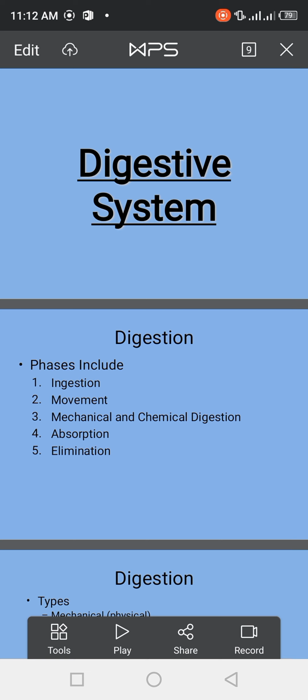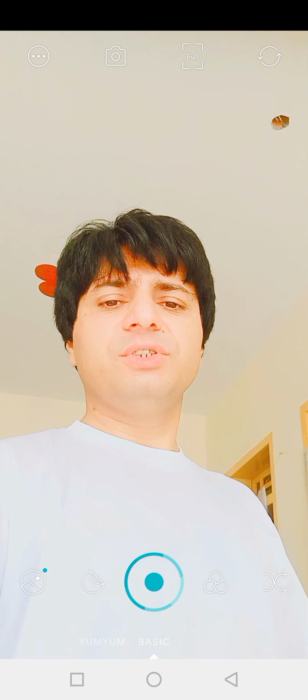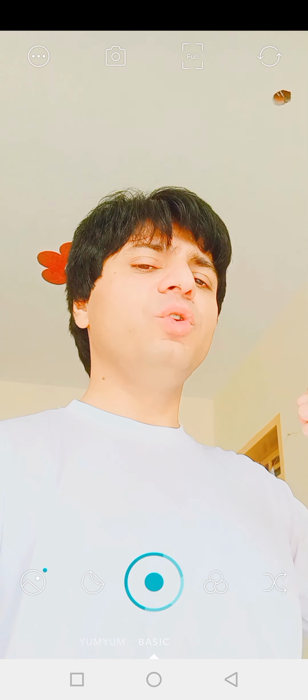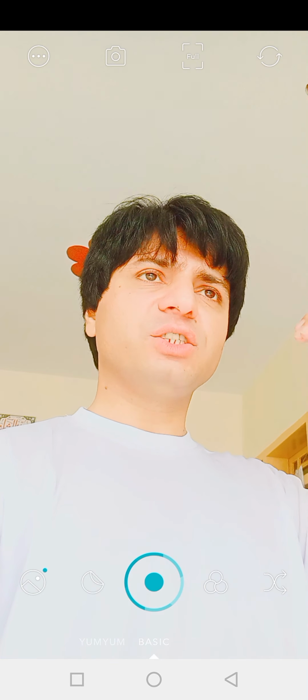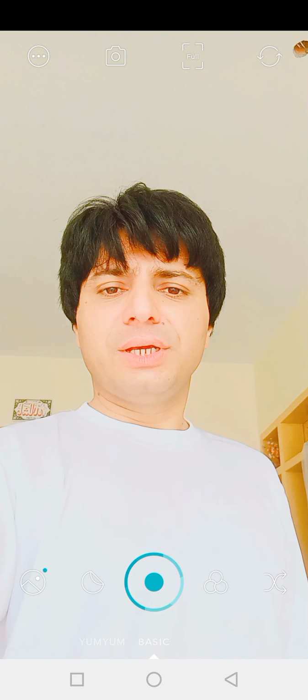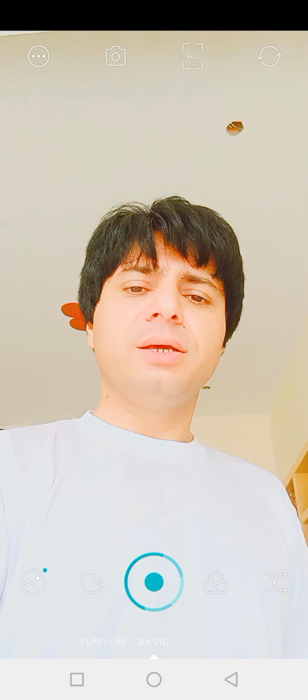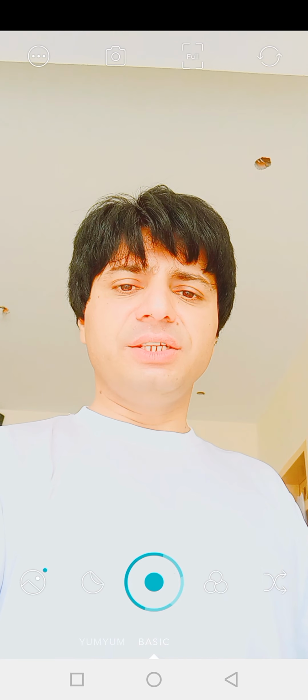If you talk about the first point, that is ingestion. In ingestion, we take food into the esophagus and then the stomach. This process triggers peristalsis. Peristalsis is the process in which the movement of food occurs from the esophagus to the stomach.